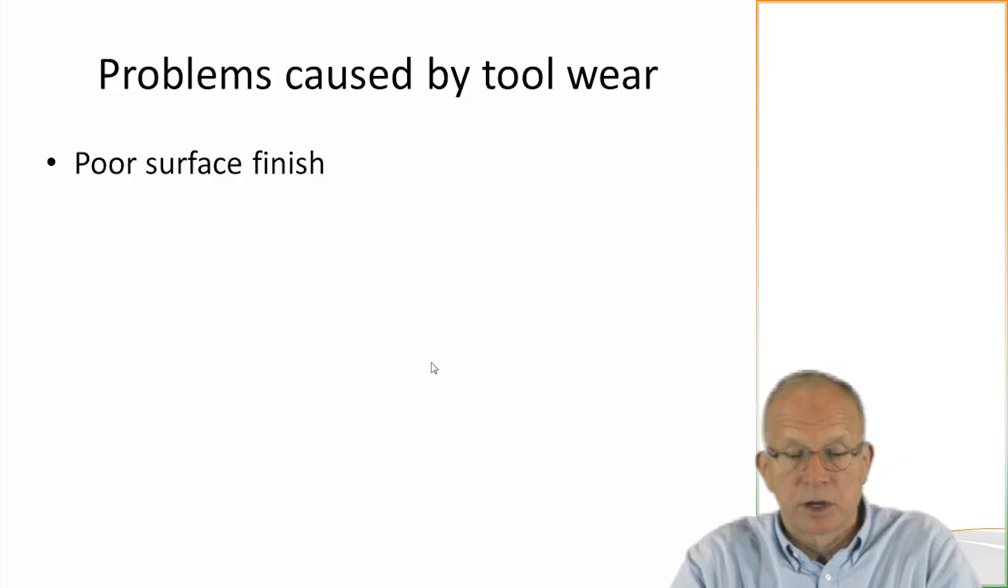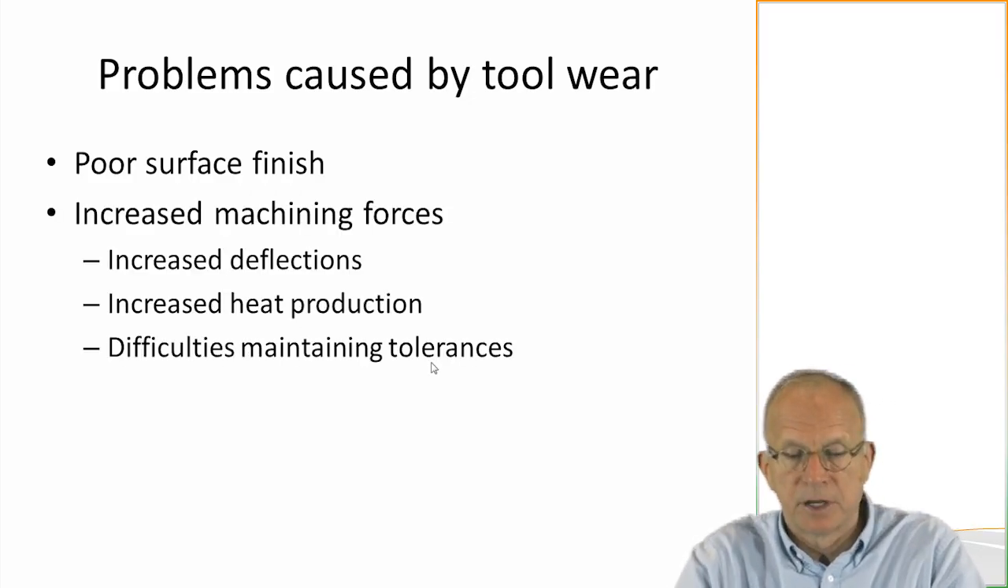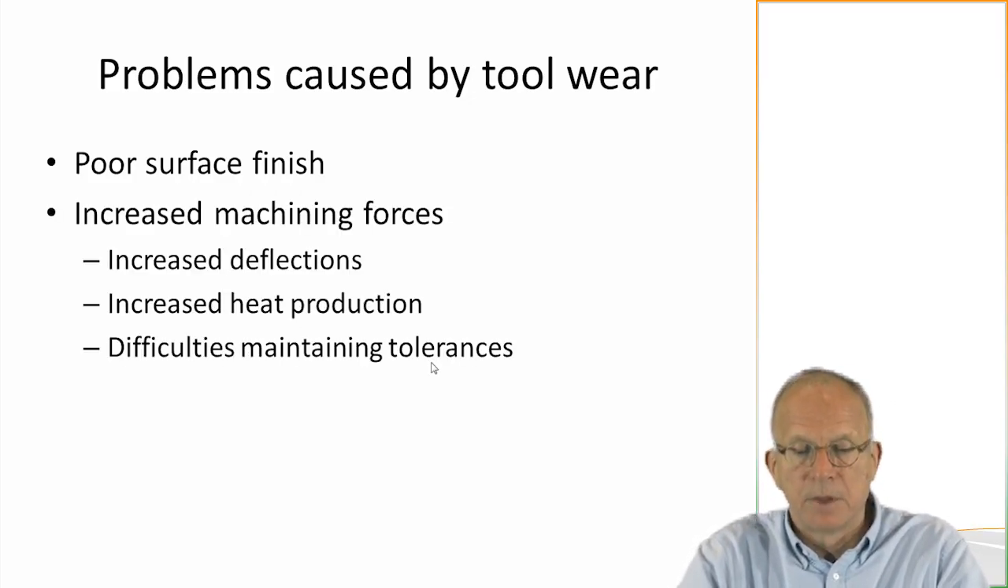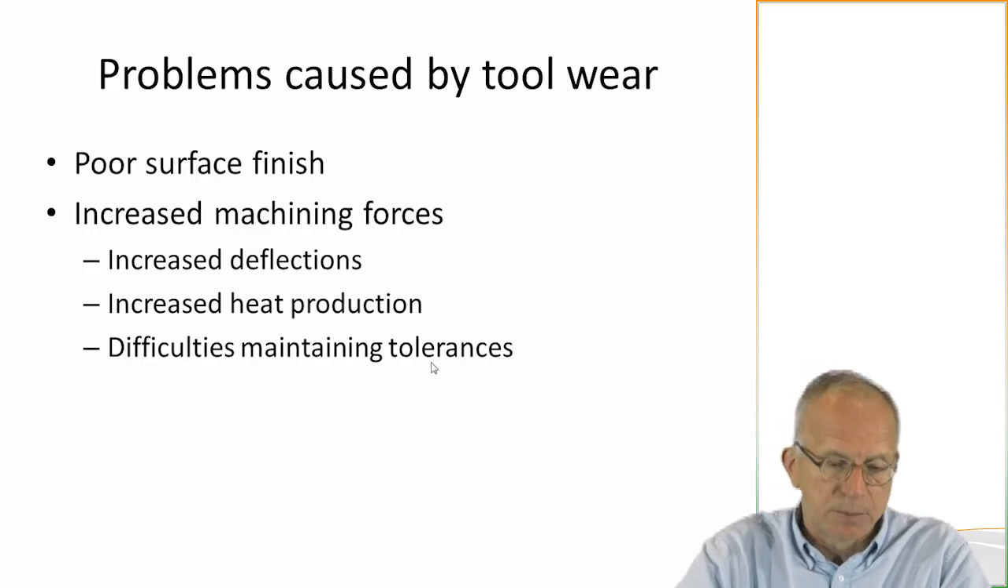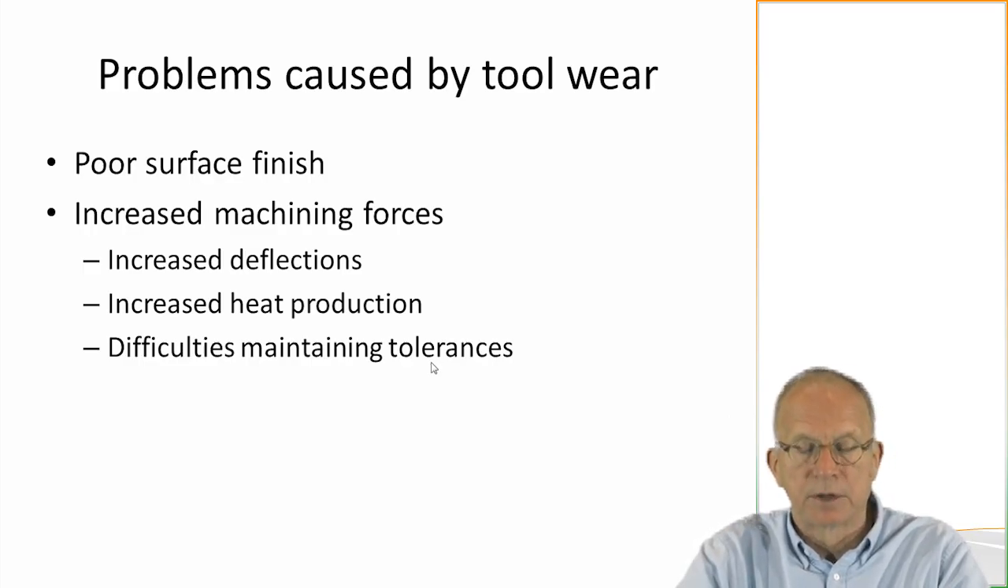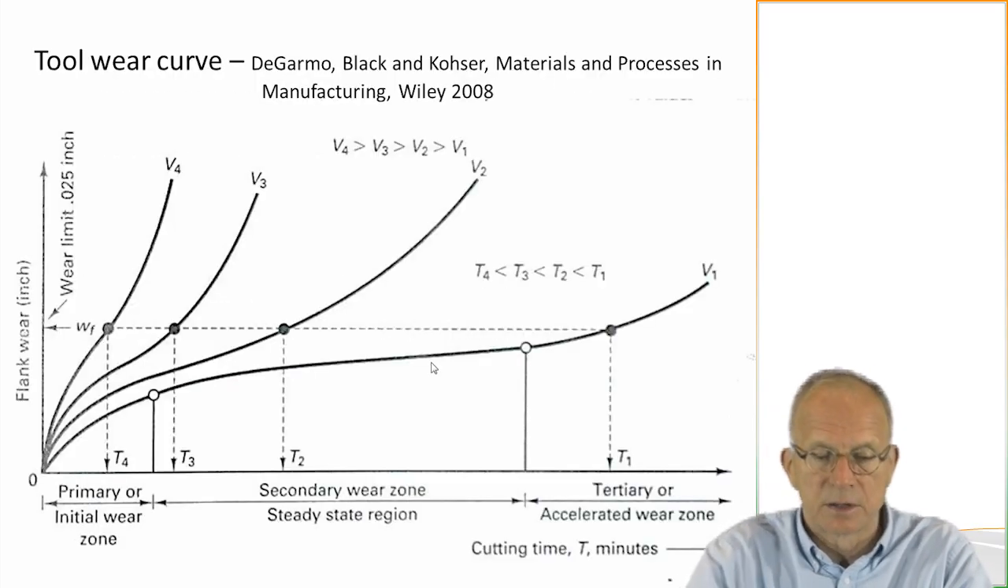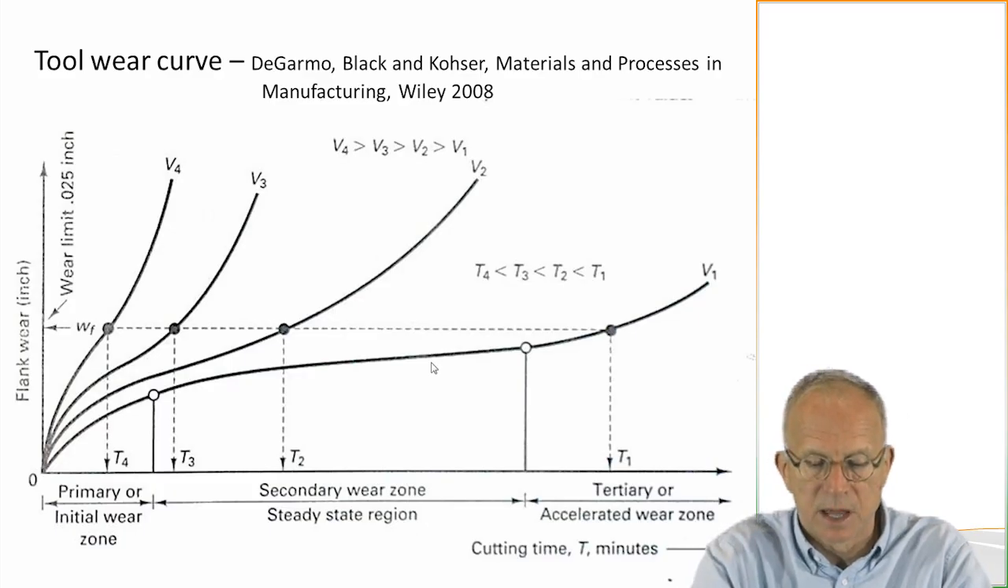So what are the problems caused by tool wear? Well, the surface finish gets worse. The machining forces are increased. And that increases deflection, this increases the heat production, and we have more difficulties maintaining tolerances under those conditions. All right, so we've already looked at that.